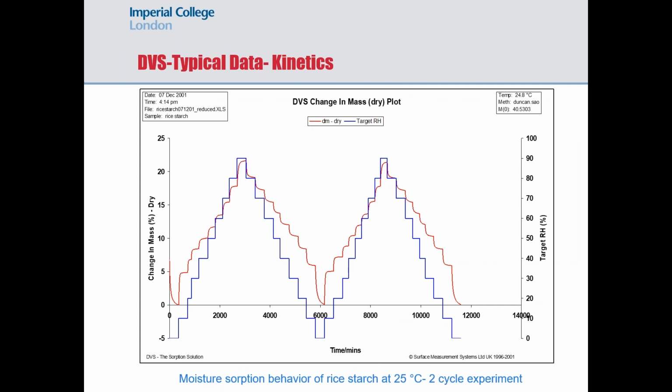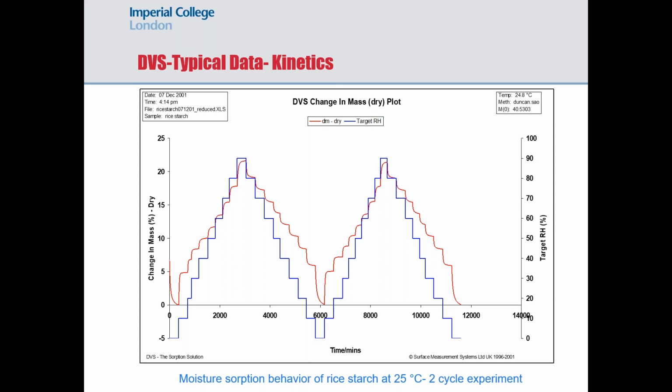So just to give you an example of the sort of data that comes from DVS. Here we have rice starch, just a powder, 10 milligrams or so. The blue represents the humidity changes. We started at 0% humidity and went up to 90% humidity. We stepped the humidity up in the blue and stepped it back down. And the sample mass responds on the red line, which is the change in mass. You can see that at a high humidity of 90%, rice starch has about 22% water present. Rice starch is quite amorphous. It has a capacity for absorbing a lot of water, essentially about 22%.